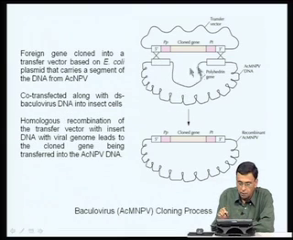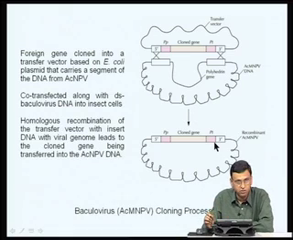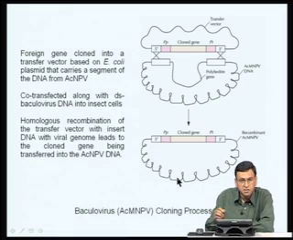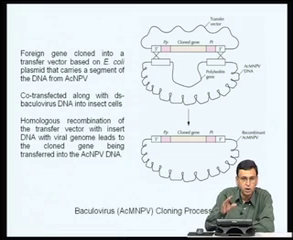Homologous recombination takes place between these regions in your transfer vector and the polyhedrin gene, and as a result you now get a recombinant viral genome which contains your cloned gene downstream of the polyhedrin promoter, instead of the polyhedrin gene. This DNA can now be introduced into the insect cells, the recombinant virus is generated, and then the recombinant protein can be made in large amounts. This is the basic strategy of generating a recombinant Baculovirus.